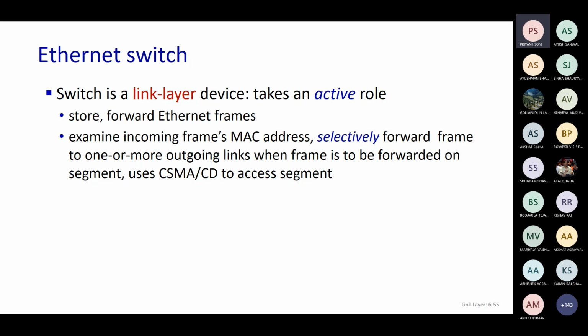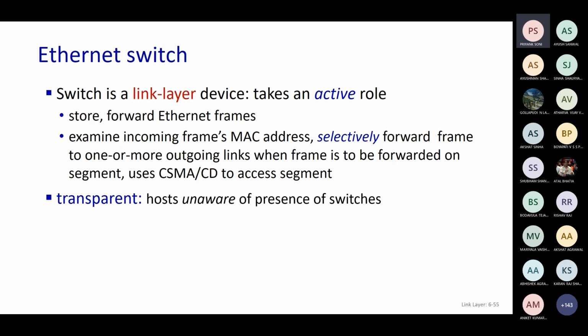That is one task. The second task is that it examines the MAC address of whatever incoming frame is there, and selectively forwards the frame to one or more outgoing links. If it's a broadcast, it has to go through all the outgoing links in the same subnet. So you selectively forward the frame to one or more outgoing links when the frame is to be forwarded on the segment. Then it uses CSMA/CD to access the segment.